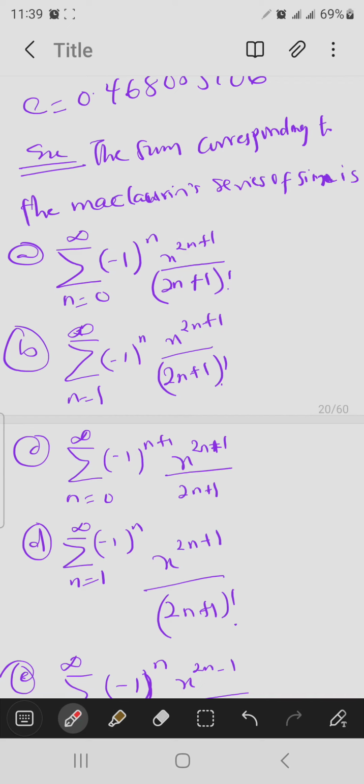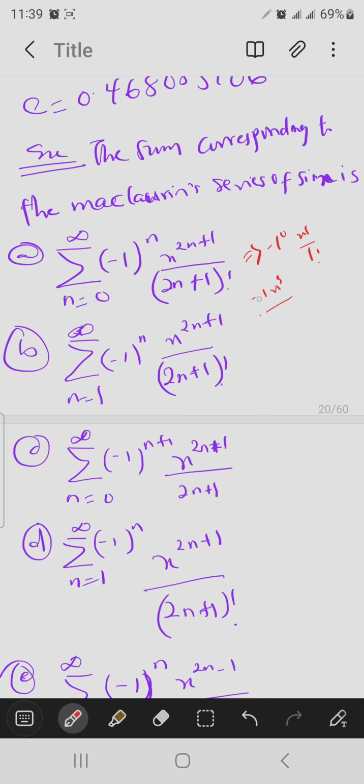when you put n equals 0, this one is going to be minus 1 raised to 0, x to the power of 2 times 0 plus 1, which will be 1, x power 1, over 2 times 0 plus 1, which will be over 1 factorial. When you put n equals 1 for this equation as well, this one is going to be minus 1 raised to 1, we have minus 1, multiplied by x to the power of 2 times 1, which is 2, plus 1 will be 3.